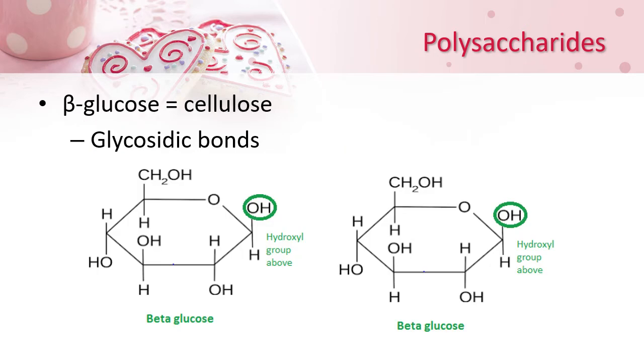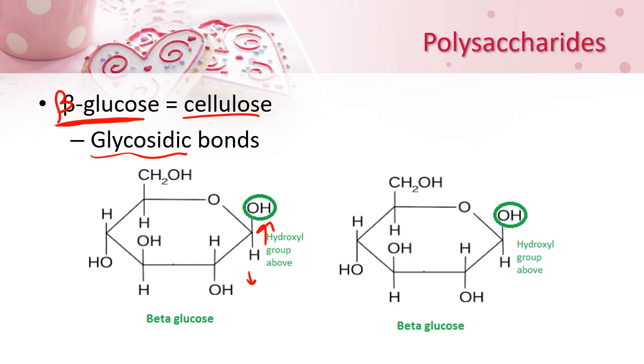So now we're going to flip over to this idea of beta glucose, different from alpha glucose. Beta glucose, again, just that hydroxyl group going up instead of going down, is what makes up cellulose. We're still going to have glycosidic bonds because I'm still putting together monomers of carbohydrates. But now instead of making starch or glycogen, we're going to make some cellulose. Cellulose is composed of beta glucose, not alpha glucose.